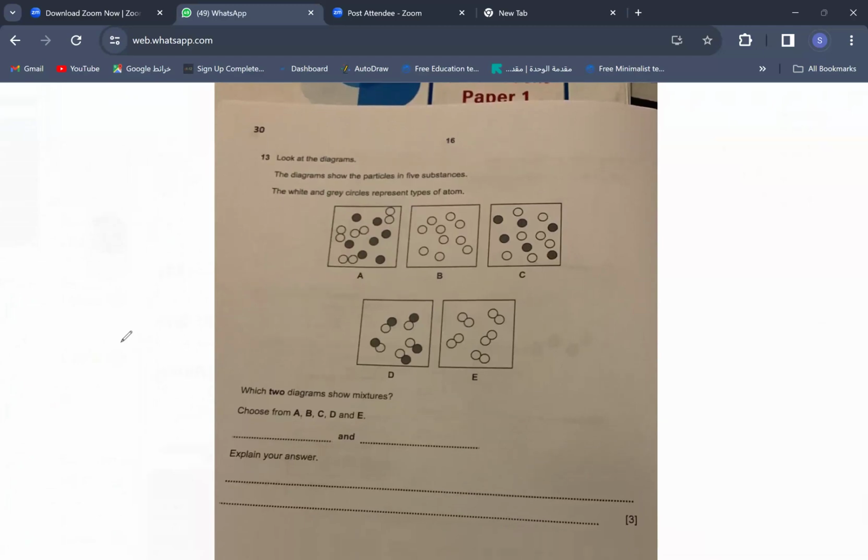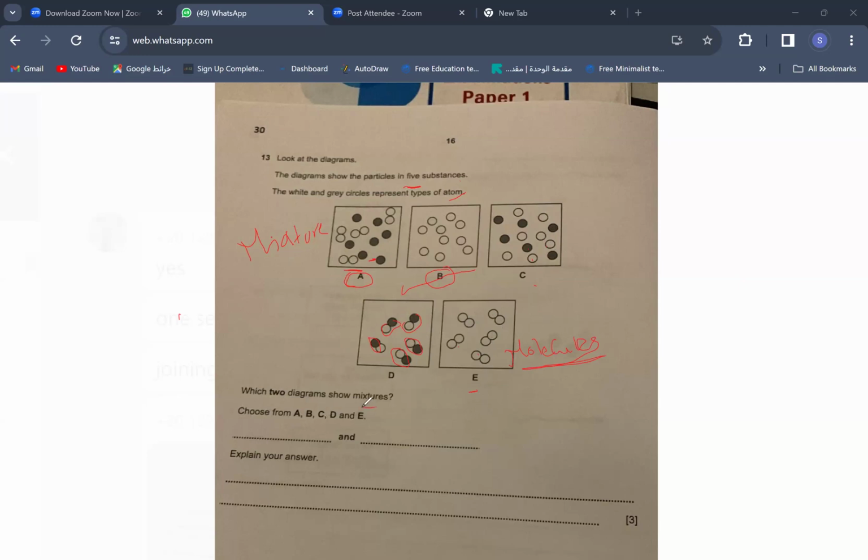Okay. We had a session on molecules and particles. Look at the diagram. The diagram shows the particles in 5 substances. The white and gray circles represent types of atoms. This is A. We have 2 different types of atom, of course this is a mixture. This is one type, so this is an element. This is a mixture of single atoms, but the first one was a mixture between molecules and single substances. Here, all of them have the same pattern, while E is a molecule. They have just 2 atoms from the same structure. They are the same substance.